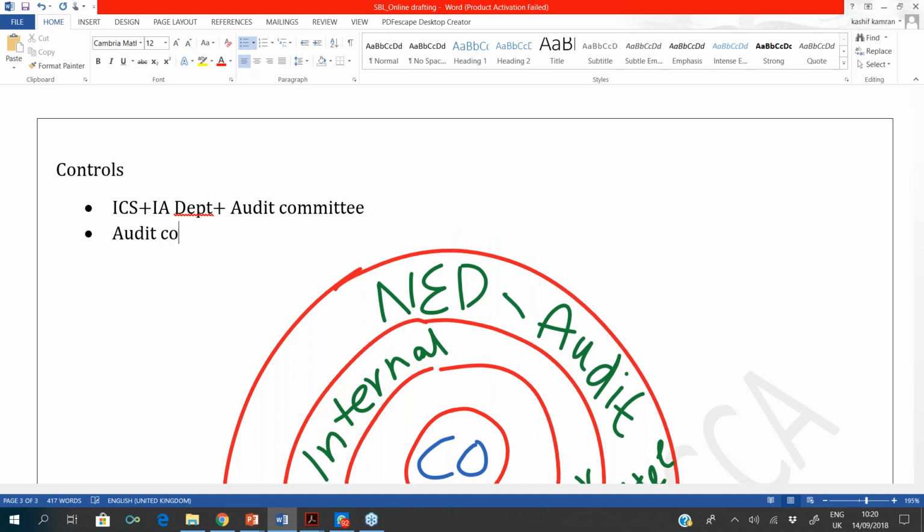And please remember, the audit committee is the custodian of the overall internal control systems. So who has the oversight? The audit committee has the oversight of the ICS. Is that clear to everyone?